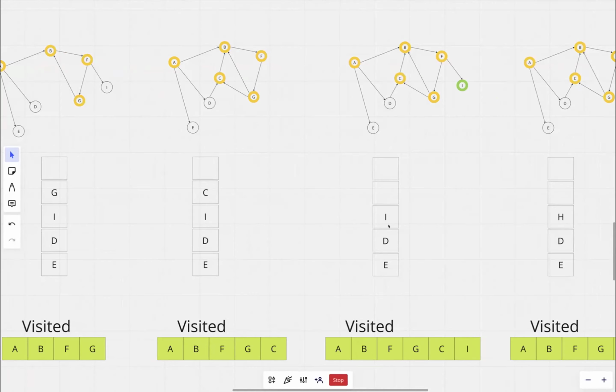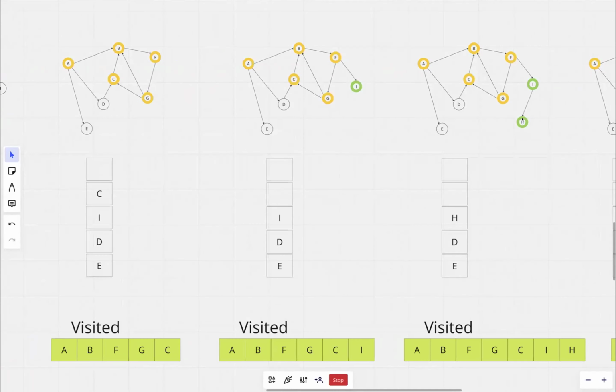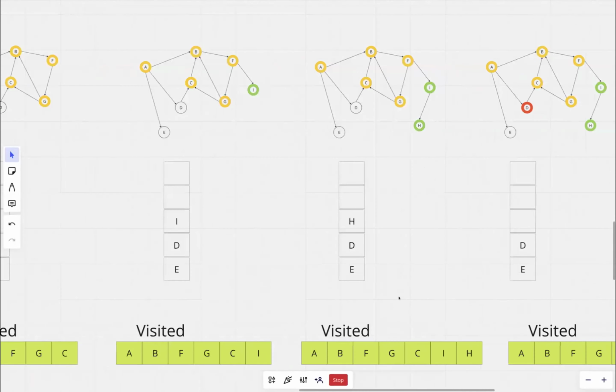Now I is at the top of my stack. Can I explore something from I? Yes, I can explore H. So I pop off I and go to H instead, right? And I've added I to my visited list.